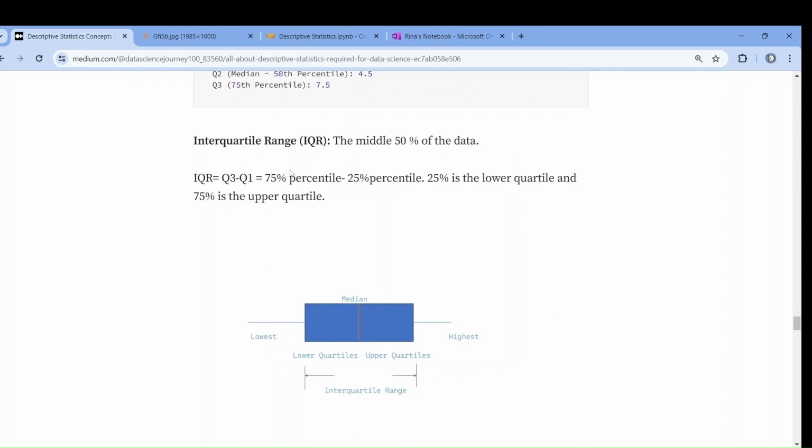Now next point is interquartile range. It will be used a lot in our project. We have to calculate the interquartile range for calculating what? If you have seen my project, then you know we have already used that while calculating outliers, because for outliers it will help you a lot.